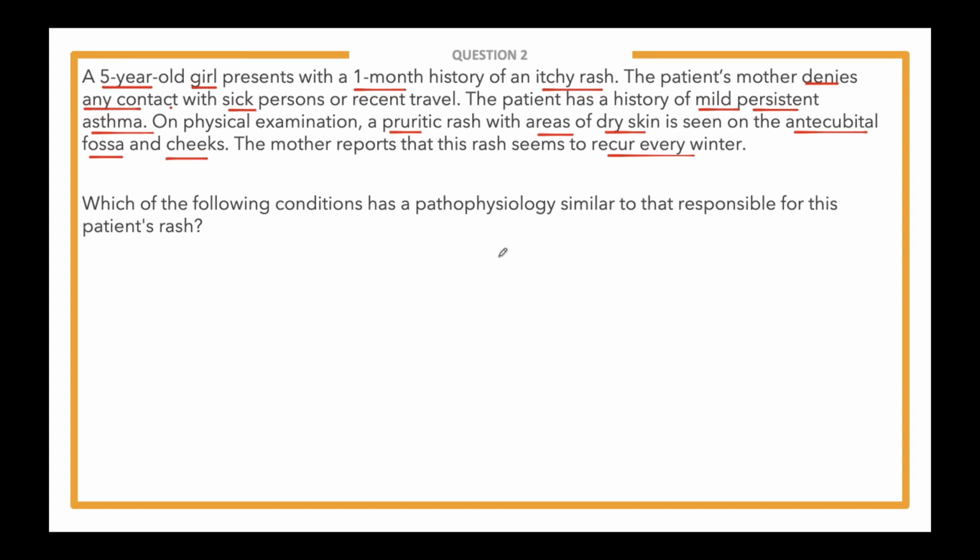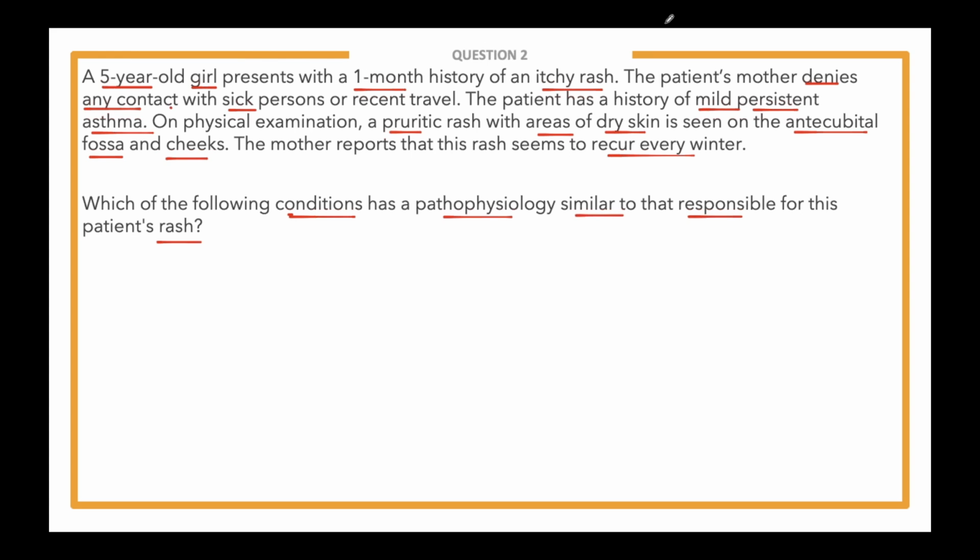So then we go into that lead-in. Which condition has a similar pathophysiology to that responsible for the patient's rash? So how many steps is this question? Well, let's work backwards. 1, we need to figure out what is this patient's rash? What's going on? That's step number 1. 2, what is the pathophysiology of that rash, of that condition? 3, which condition of the answer choices has a similar pathophysiology to that? So a nice 3-step question here.